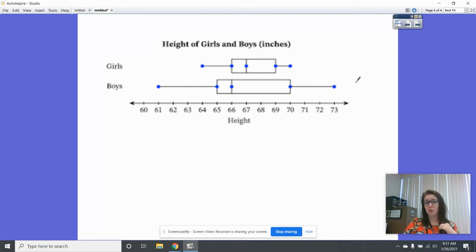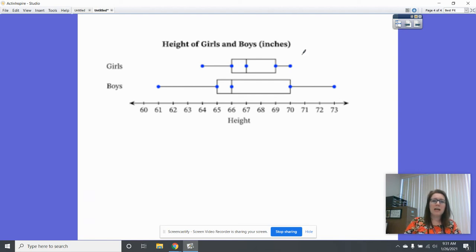Or you could be asked which has the greater range. So range is how far apart is the minimum and the maximum. So in this case, the boys have the greater range because you can just see that the 2 dots are farther apart than the 2 edge dots here for girls. And you could be asked who has the bigger range or the smaller range.